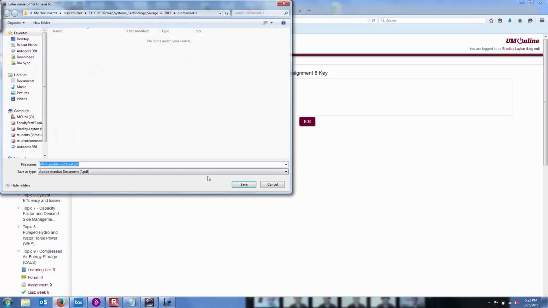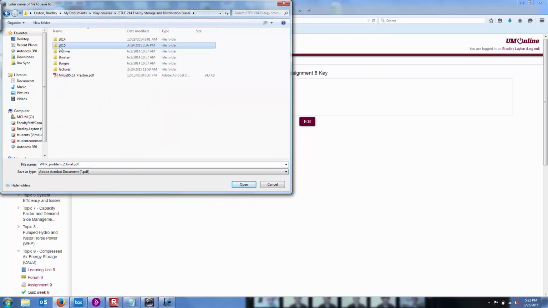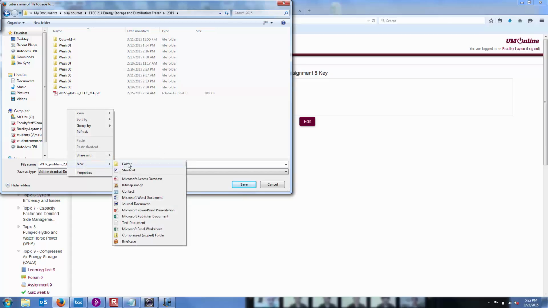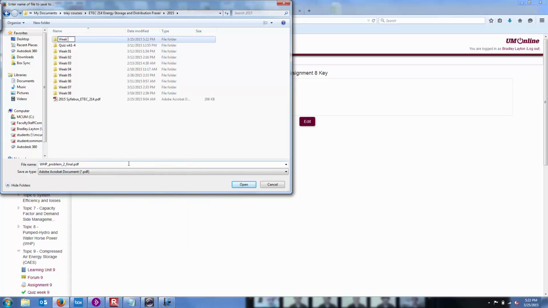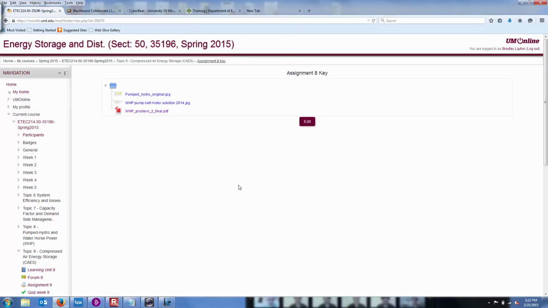Save file. VTC, Power Systems, Courses, VTC 214, 2015. New folder. Week. Modified. Open. Save. Take a look at that bad boy.